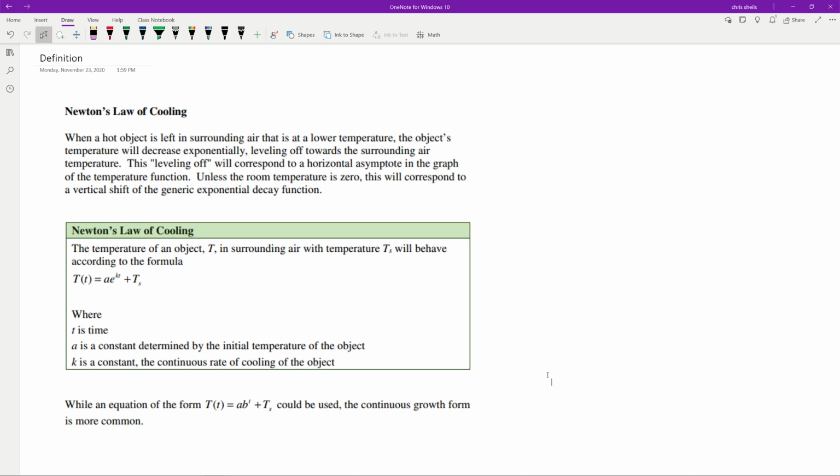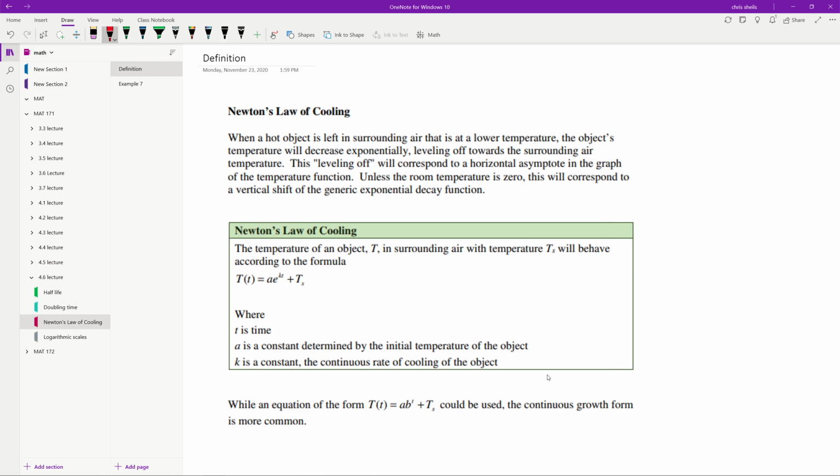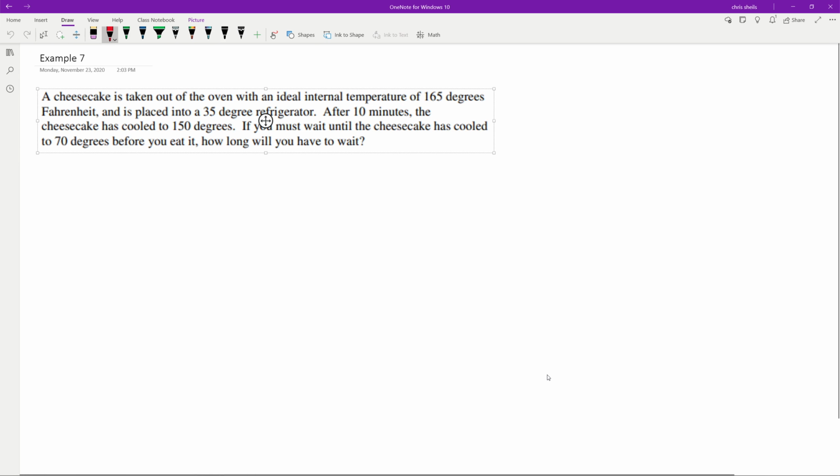Unless the room temperature is 0, this is going to correspond to a vertical shift of the generic exponential decay function. So Newton's law of cooling says the temperature of an object T in surrounding air with temperature T sub S will behave according to the formula T of t is equal to A times e to the kt plus T sub S, where lowercase t is time, A is a constant determined by the initial temperature of the object, and k is a constant, which is the continuous rate of cooling of the object. So the continuous growth form of this is the most common form.